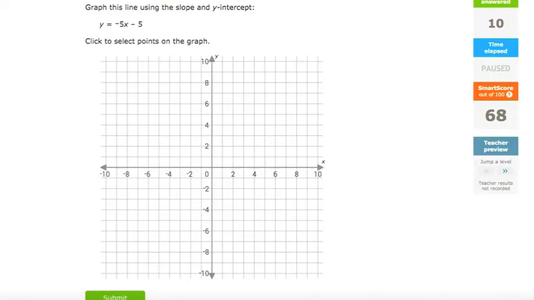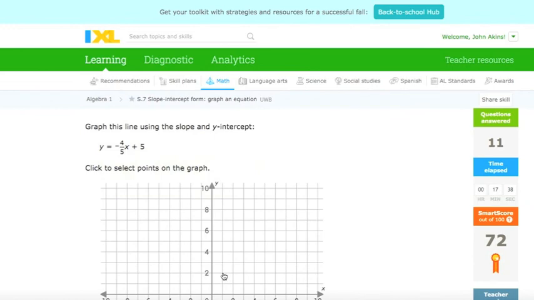So now we're going to go over how to do this in IXL. IXL is going to give you something that's in slope-intercept form. Again, I'm going to use the y-intercept. So I go down, find -5 on the y-axis. Then this needs to be written as a fraction. That's -5 over 1. That means I'm going to go down 5. 1, 2, 3, 4, 5 over 1. Click there, hit enter. It's going to give me the next problem.